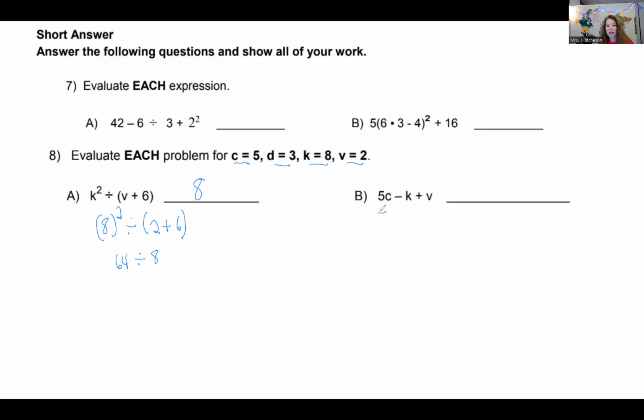Letter B, we have 5 times 5 minus k plus 2. So 5 times 5 is 25, minus 8 plus 2. 25 minus 8 is 17, and 17 plus 2 is 19.